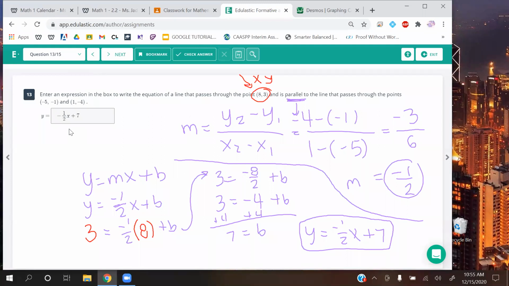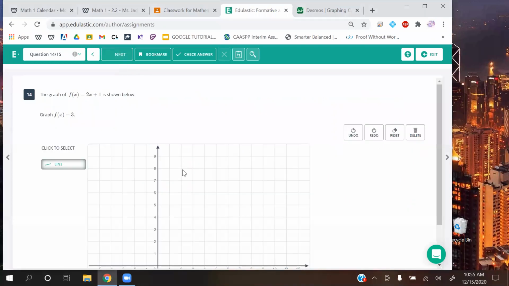All right, so let me pause the recording. All right, I'm gonna clear all the annotations and we're gonna do the next one.